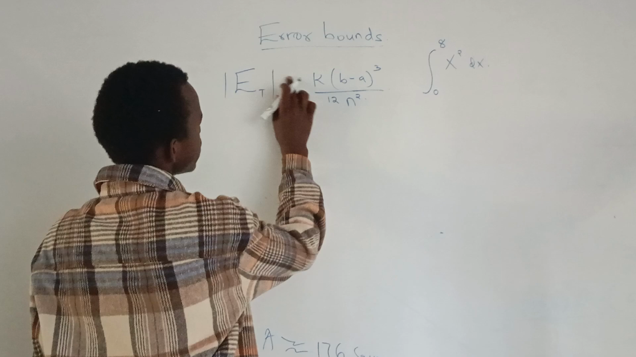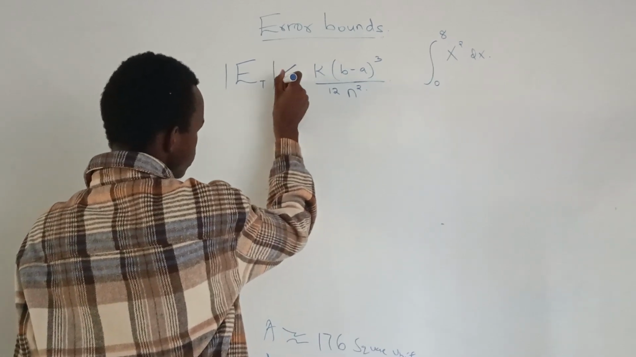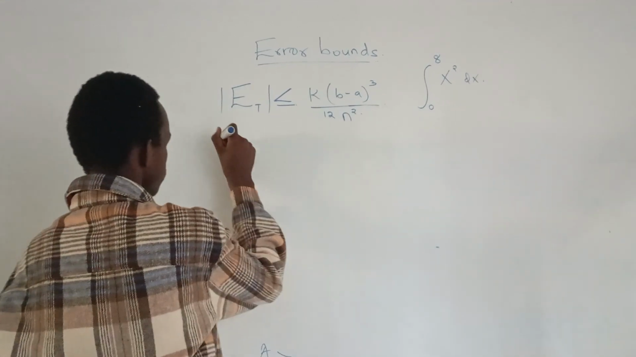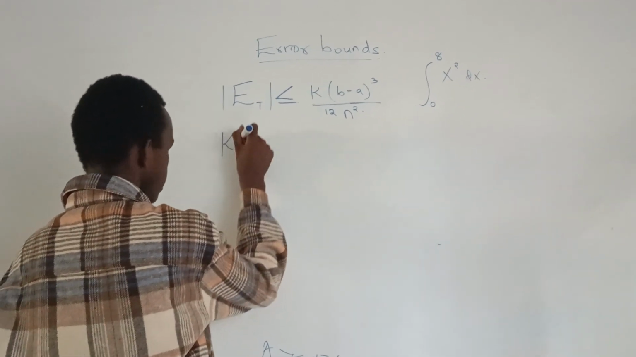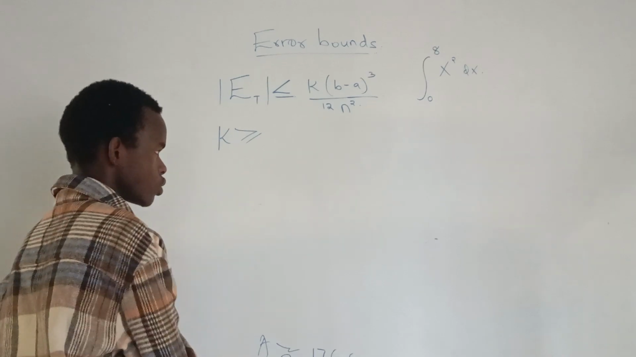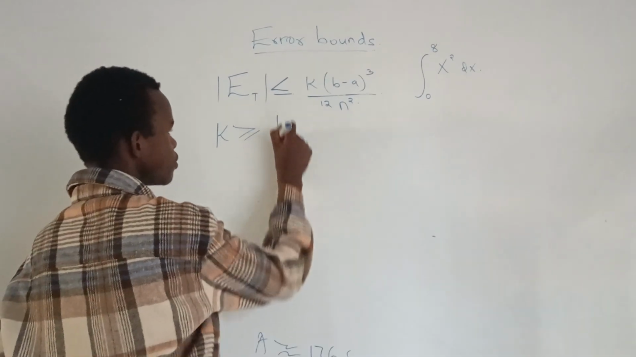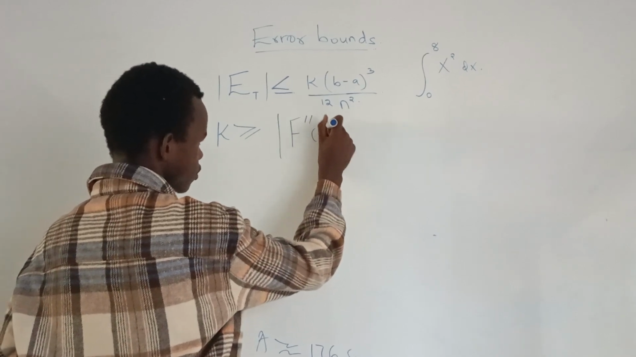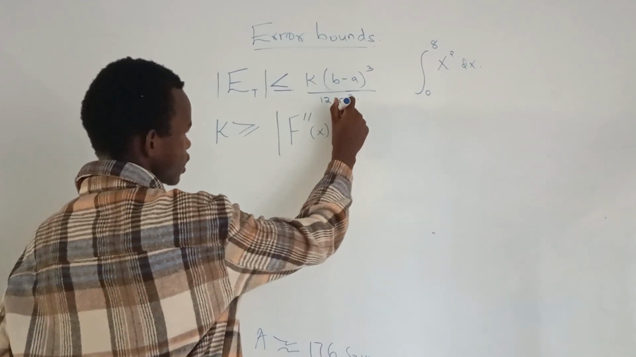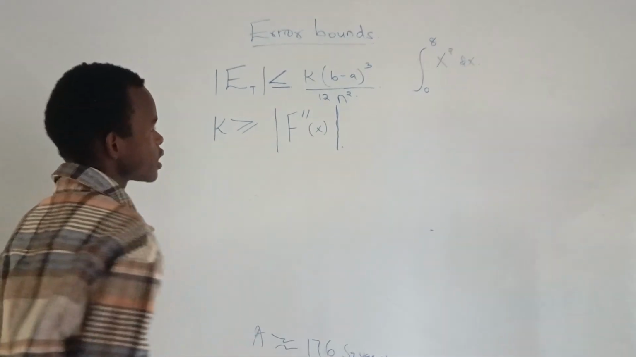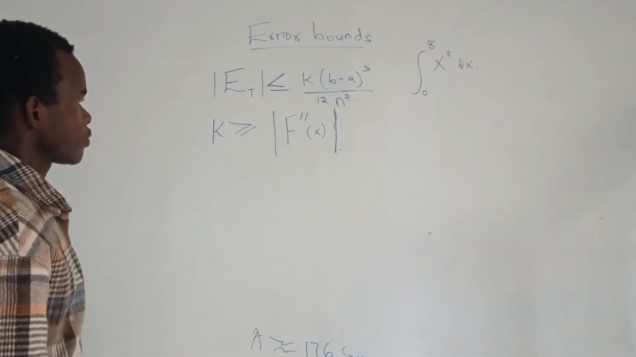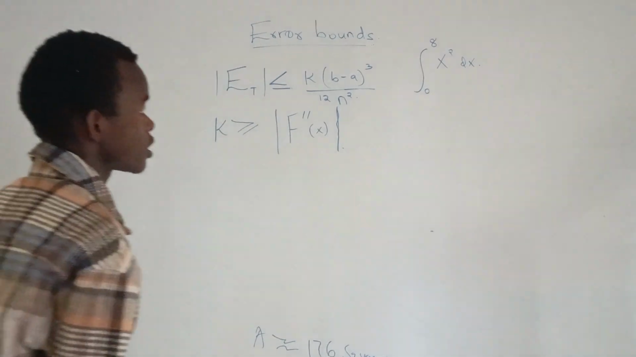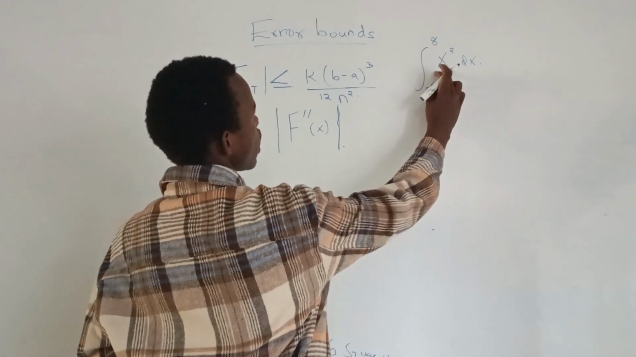Here it's less than or equal to. The value of k is greater than or equal to the absolute value of the second derivative of f of x, so just y. So this is how we calculate our k. So let's compute our k first, to get the error bound for the trapezoidal rule.